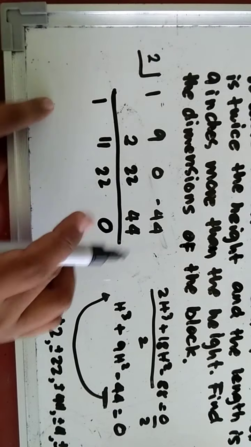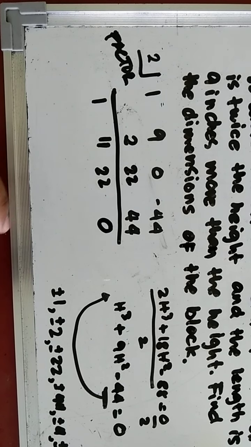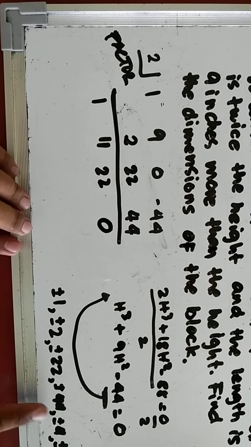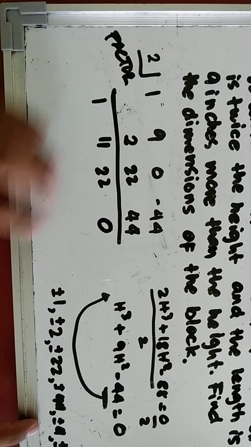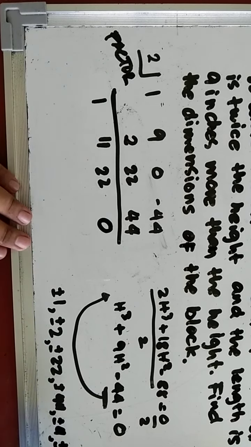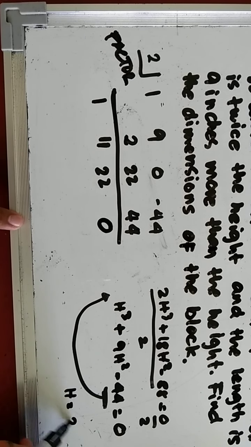Dahil napa-zero niya, ibig sabihin, ito yung kanyang factor at siya yung magiging value ng height. So, hindi na natin i-te-test yung iba, kasi nakapag-zero na tayo sa 2. Ibig sabihin, the rest dyan, hindi na sila magpapa-zero dito sa factor natin. Okay? So, dahil 2 na ang nakuha natin, ibig sabihin, yung value ng height natin ay 2.